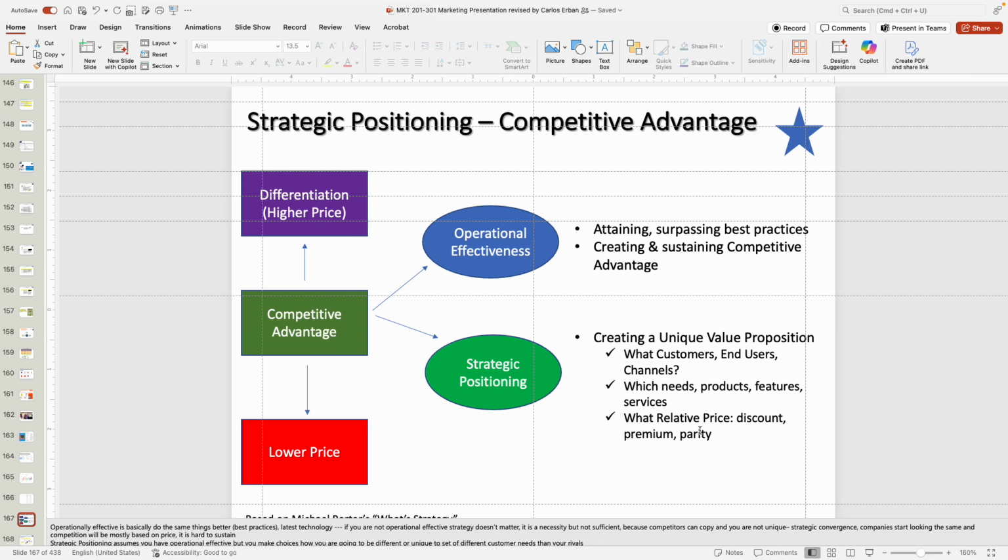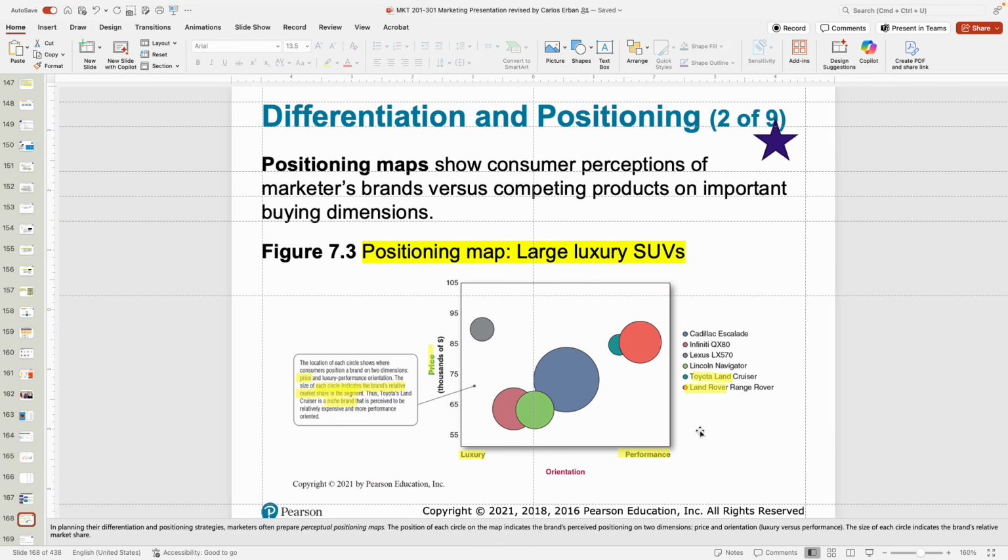So here we go back to Porter. He said lower price or differentiation. So you need to create what is called a unique value proposition. And so you need to look at the customer needs, the channels, the products, and then your relative price versus competitor, and figure out what your position is going to be.